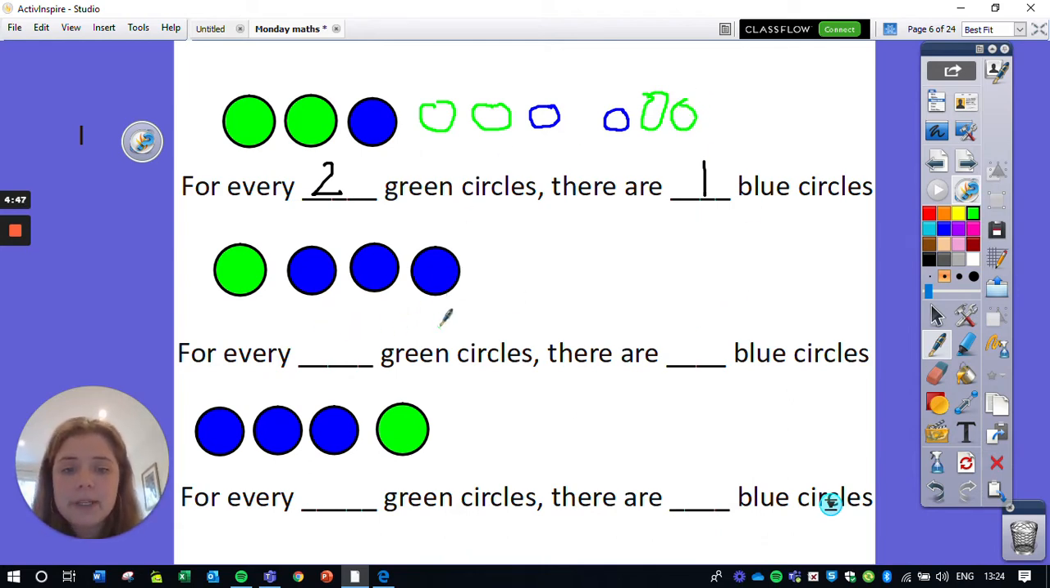For every green circles, there are blue circles. So how many green circles are there for every how many blue circles? Think about what you would say. There is 1 green circle for every 3 blue circles.